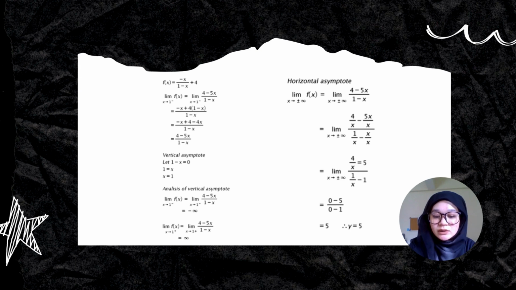We need to find the vertical asymptote by letting 1 minus x equal to 0, then x equals 1. Then find the analysis by approaching the value. For horizontal asymptote, we will divide the limit with the highest degree of x in denominator. Cancel out and substitute, we will get y equal to 5.